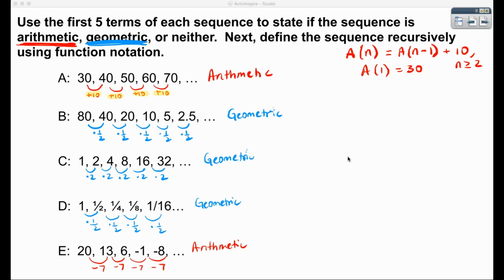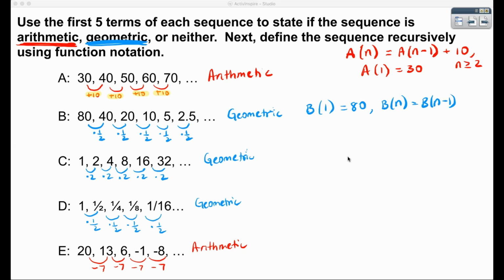And again, I'm going to change the names of each of these functions according to what the sequence is already called. So with the second one, I know that my function is going to be called b. And I'm going to start this off first by saying what b of 1 is, right? We always want to start every one of these recursive definitions with that. So we know b of 1 is 80 because that is our first term in our sequence. And we're going to start this out by writing b of n equals b of n minus 1, the preceding term.